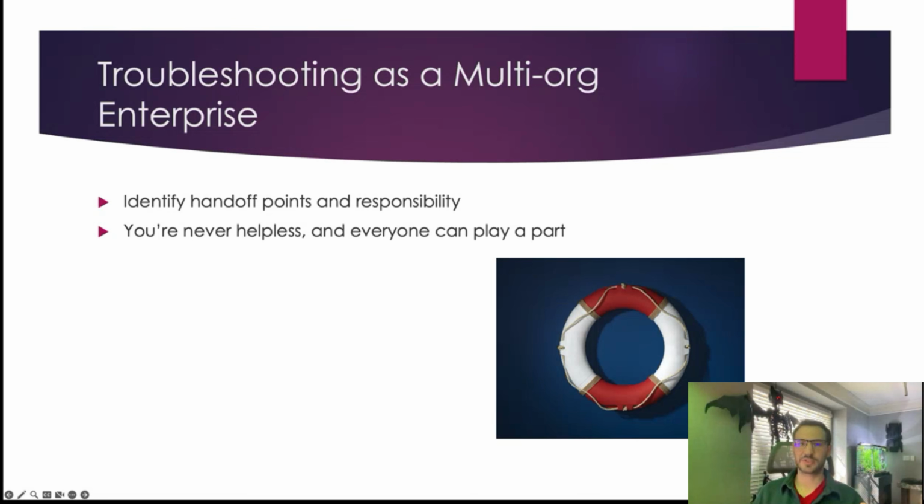So you're never helpless. Things that you notice and see are usually relevant and helpful, especially if it leads into a larger issue. So if you've seen something or you've noticed something, or you see an error or an alert or something that you think might be related, it's always best to just raise your hand and say, hey, I think this could be related to the issue at hand. Maybe we can use this.